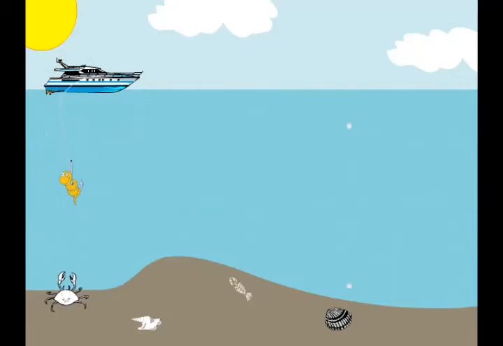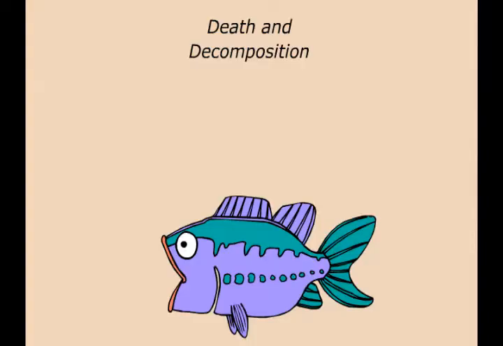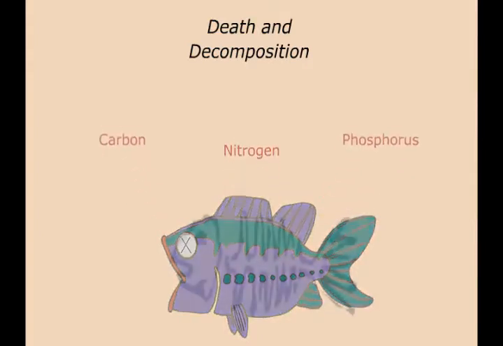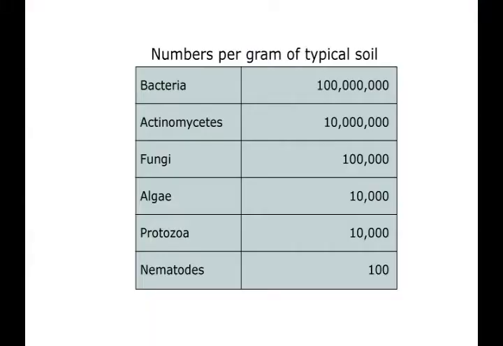Even organisms that live at the top of the food chain eventually die and are decomposed, releasing the nutrients that they contain. This is nature's way of recycling. The numbers of smaller organisms in soil are staggering, with the smaller being more numerous than the large, just like little fish in the lake.